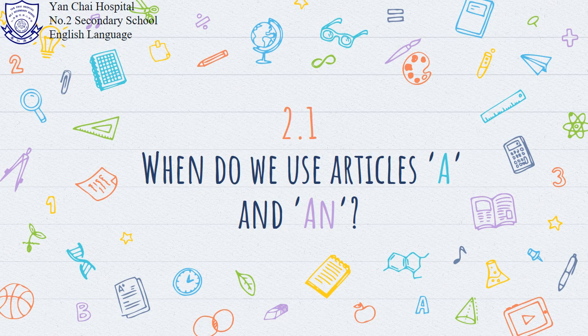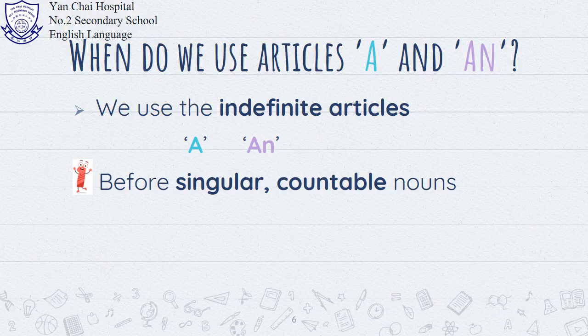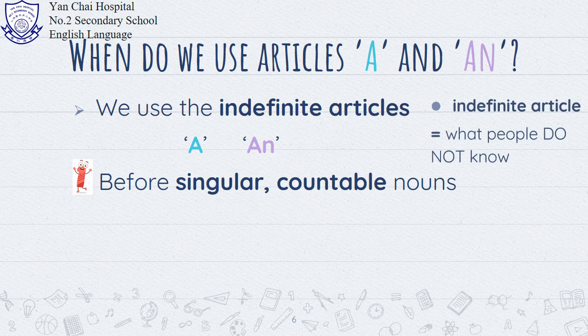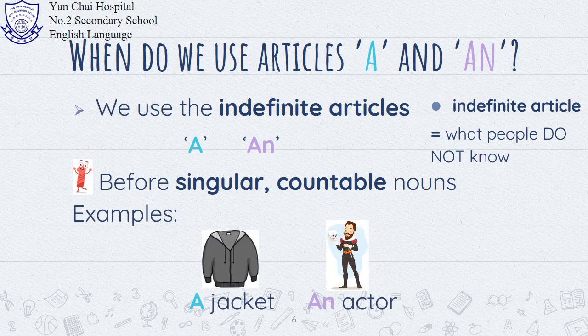Part 2.1. When do we use articles a and an? We use the indefinite articles a, an before singular countable nouns. Indefinite article means what people do not know. Examples: a jacket, an actor.